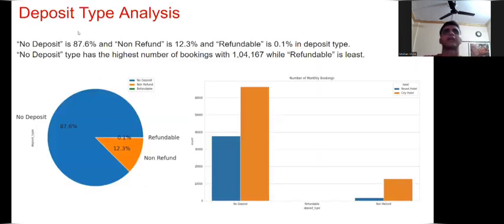Deposit type analysis. No deposit has the highest share, around 87.6%. Then non-refundable is 12.3%, and a very small amount, around 0.1%, is refundable. We can see that the no deposit type has the highest number of bookings, with a count of 1,04,167, while refundable has the least.